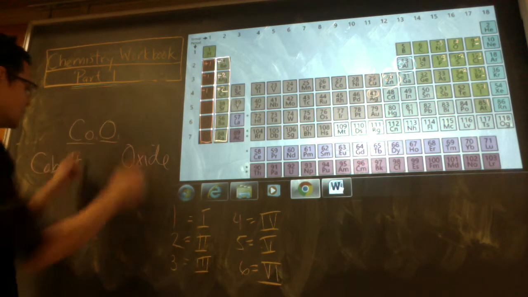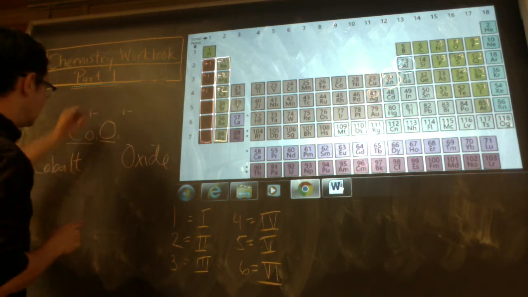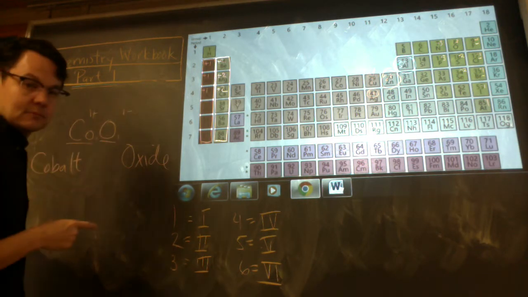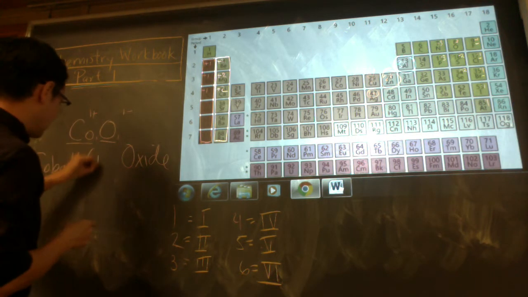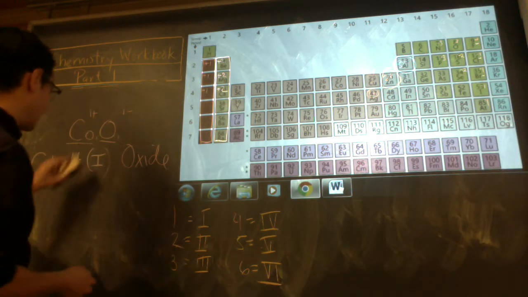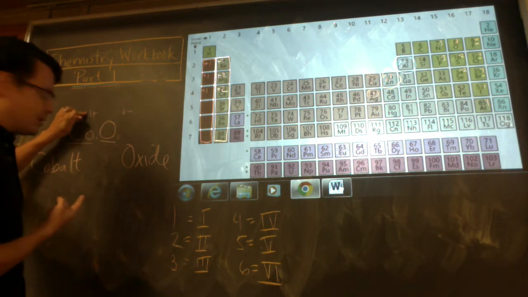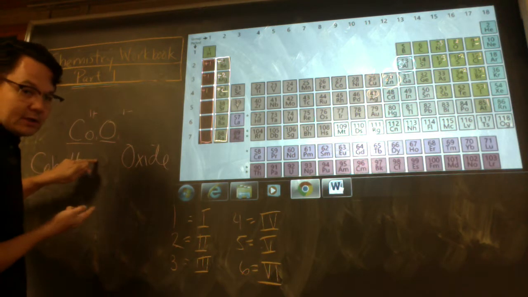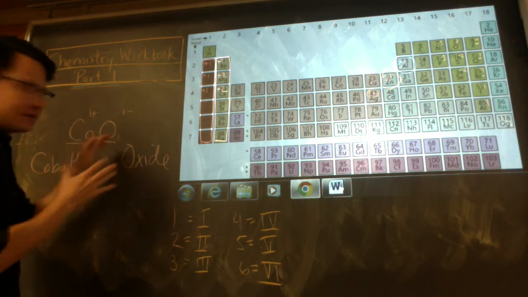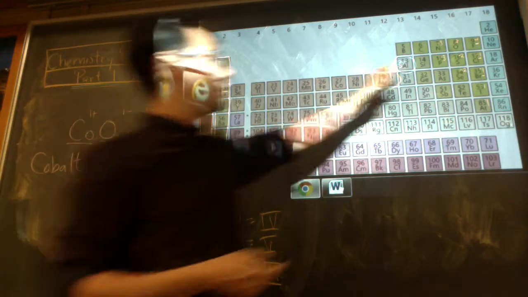So what I said was, we put down how many there are, we do the reverse crossover rule, plus. So we brought the 1 up here and the 1 over here. All right, does that mean this is cobalt 1 oxide? No. Why not? It should be because cobalt 1, that's the charge on cobalt, so we put 1 here. But you have to check that your negative ion has the right number. And in this case, oxygen should be 2.